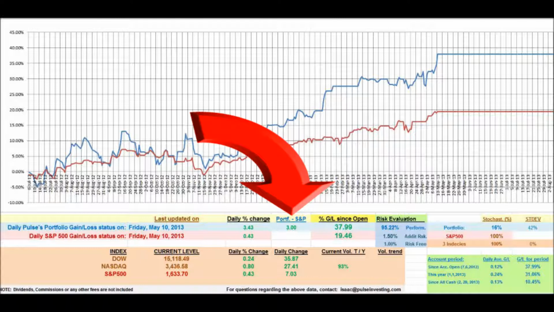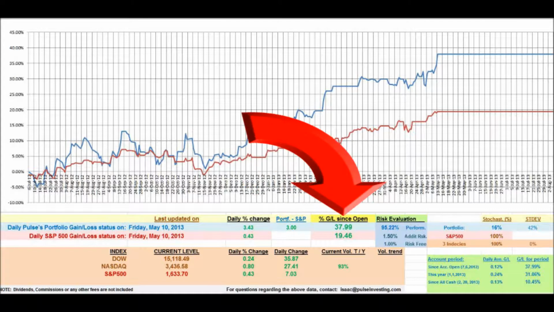The column to the right of that is the difference between the two. In other words, how much better is our core portfolio performing than the S&P on this day, which is 3 times better. To the right of that is the overall gain for Pulse and for the S&P since the activity began for this particular account, which was in July of 2012.